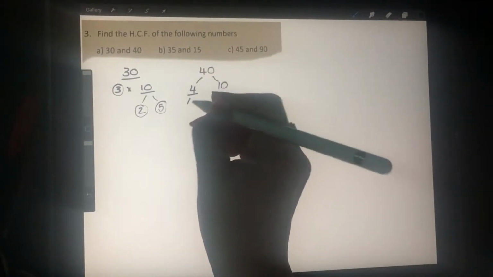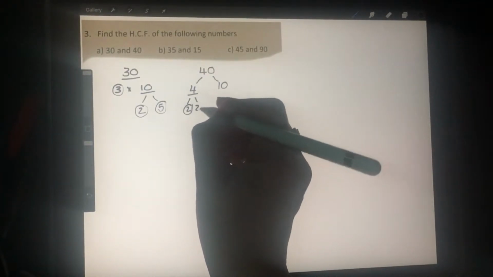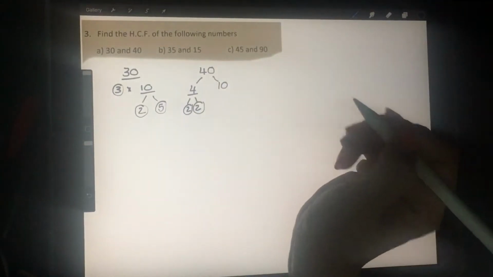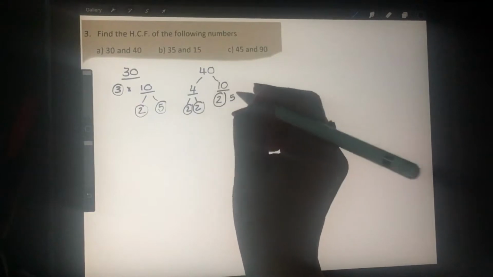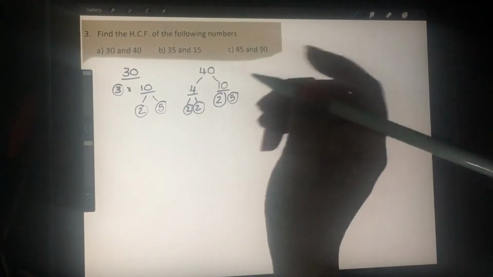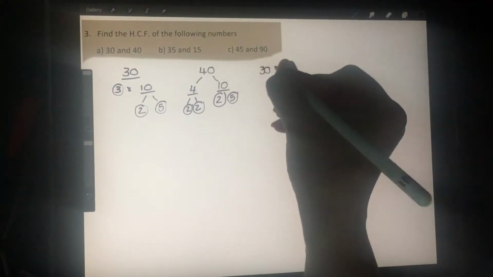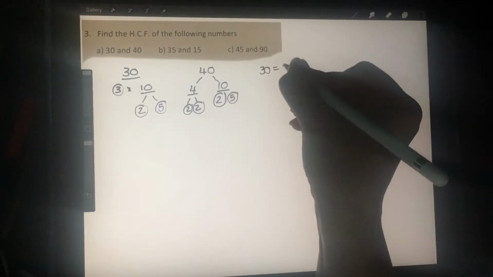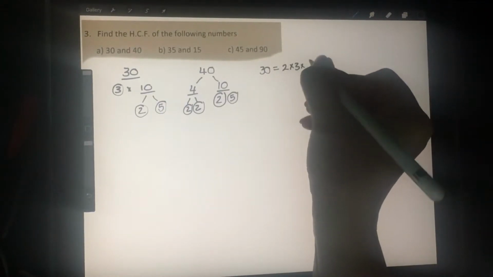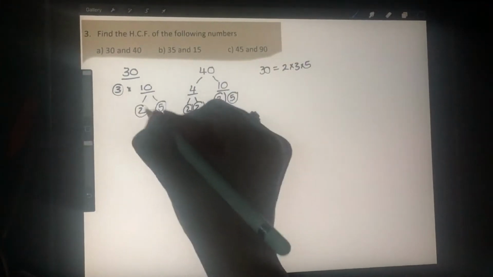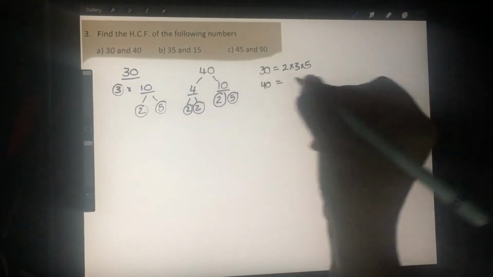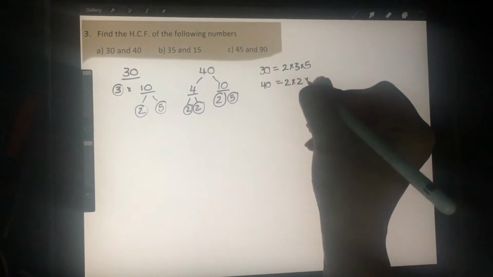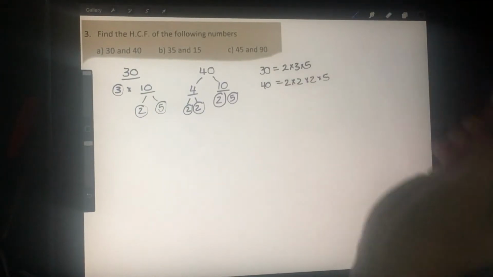4 is not a prime number. It can be broken up into 2 times 2 again, which is both 2 prime numbers. And 10 can be broken up into 2 times 5, also 2 prime numbers. So if we were to write 30 as the product of its prime factors, we are going to say 2 times 3 times 5. And for 40, we are going to write 2 times 2 times 2 times 5.